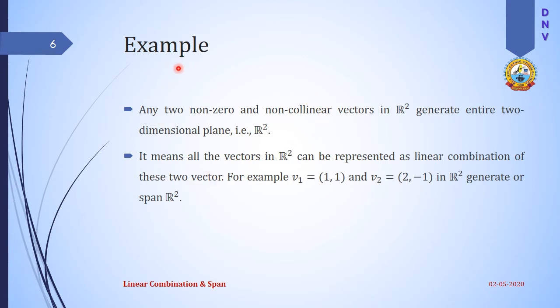So these are the examples. Any two non-zero and non-collinear vectors in R2 generate the entire two-dimensional plane. R2 is the two-dimensional plane. If I take the example of two vectors, v1 is (1, 1) and v2 is (2, -1), these are in R2. I can say that the rest of the vectors in R2 are linear combinations of these two vectors. Hence all the vectors are linear combinations of these, and it is the generated space of these two vectors, and we call it the span, R squared.